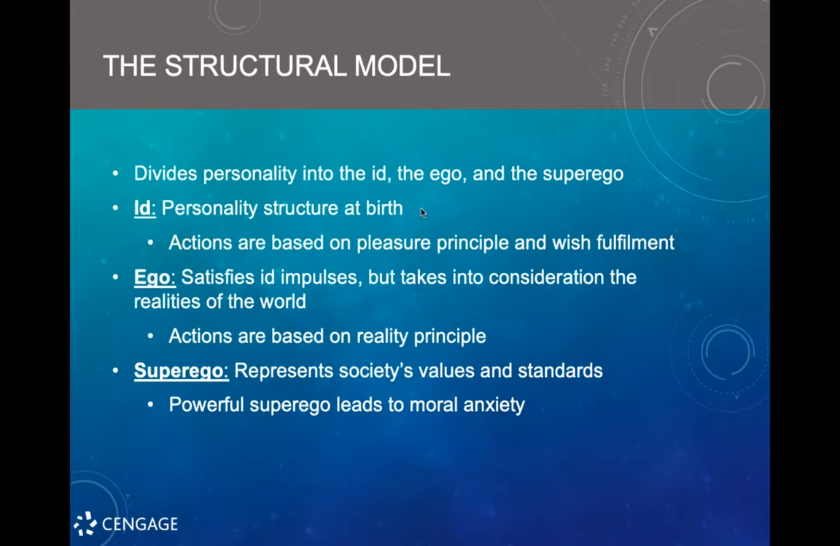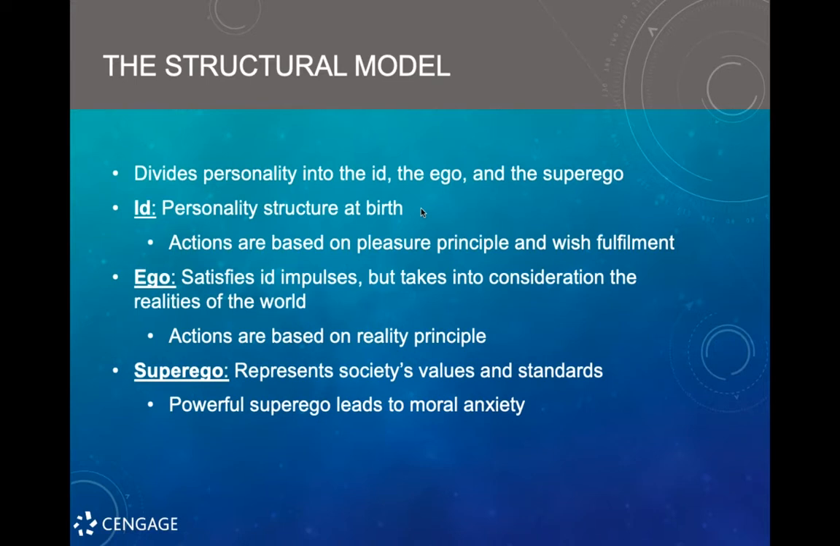Then Freud said that it's not enough to just talk about the unconscious, preconscious, and conscious. There is more to understanding personality. And so he came up with what was called the structural model, and it divides personality into the id, the ego, and the superego. And the id is the personality structure that you're born with at birth, according to Freud. And these are actions that are based on the pleasure principle and wish fulfillment.